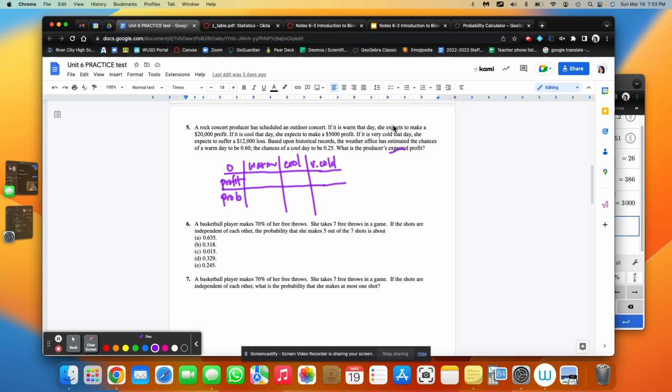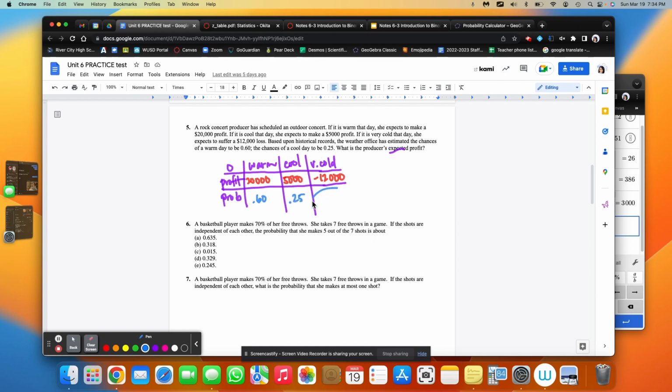Okay. So it says if it's warm that day, she expects to make a $20,000 profit. So the profit in that case would just be $20,000. Cool, she expects to make a profit of $5,000. And very cold, she expects to suffer a $12,000 loss. Then it gives us the probabilities for each situation. The probability of it being warm is 0.60. The probability of it being cool is 0.25.